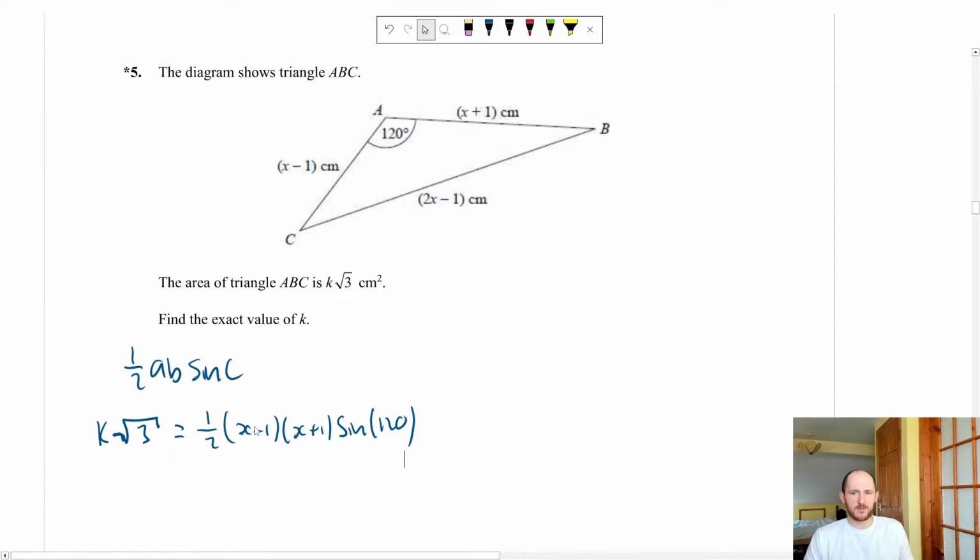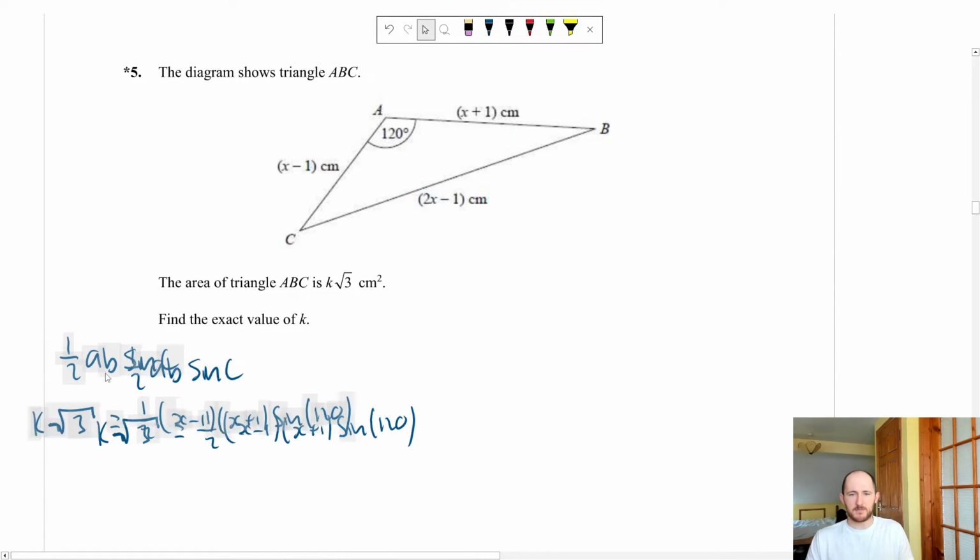But the thing is, I have x on the other side. That makes me unhappy because I can't get an exact value of k if I have x on this side. And if you really have a look, it's not going to go away, right? If we expand these brackets, the x's don't cancel out. So what do we do?